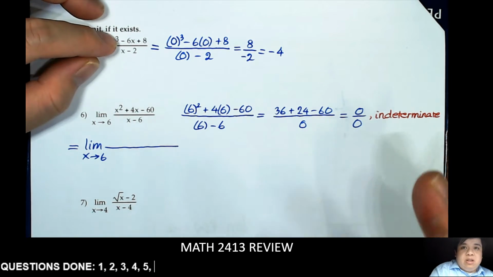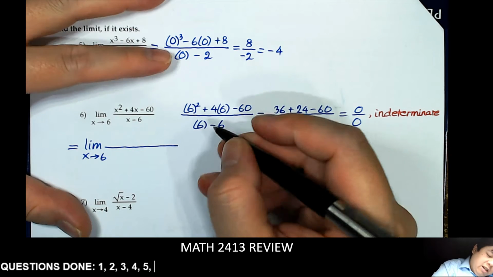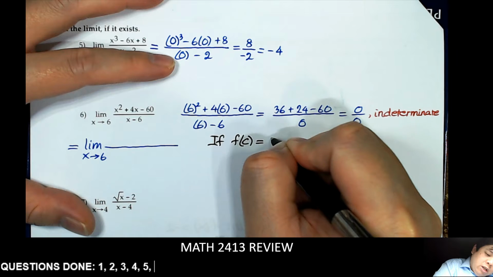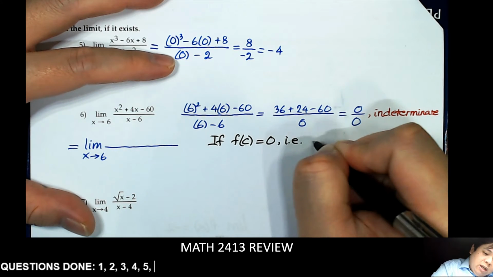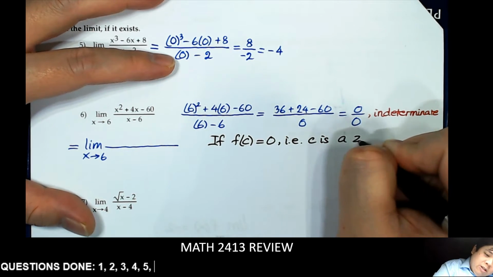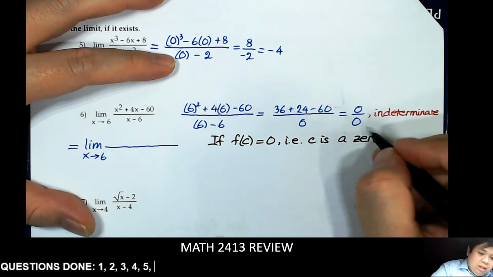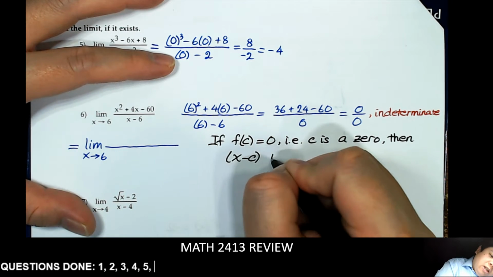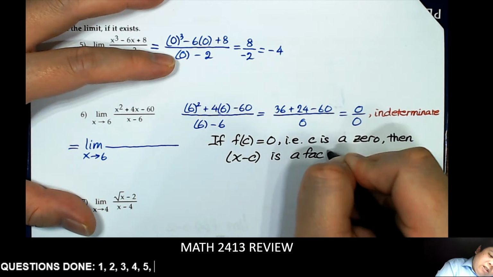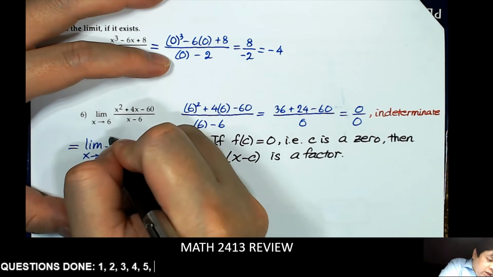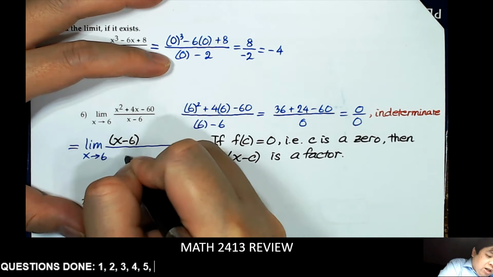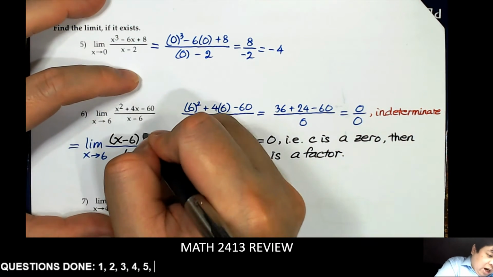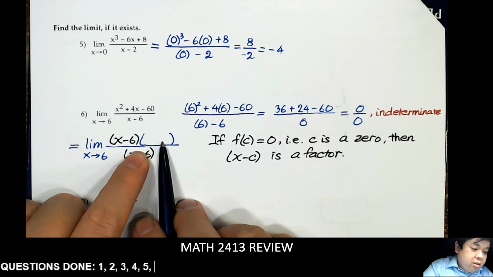meaning x minus 6 is a factor. So let me write that again. If f of c equals 0, which means c is a zero of a function, then x minus c is a factor. So both of them have x minus 6. The bottom obviously only has x minus 6. So the top we need to have a factor.